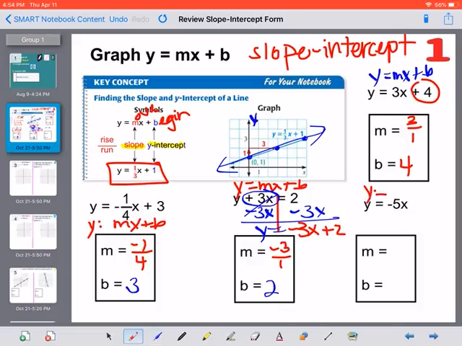This last one is in the form y equals mx plus b. We're just beginning at the origin, 0, 0. And then our slope is negative 5 as a fraction, negative 5 over 1.